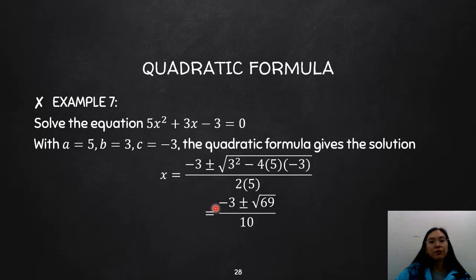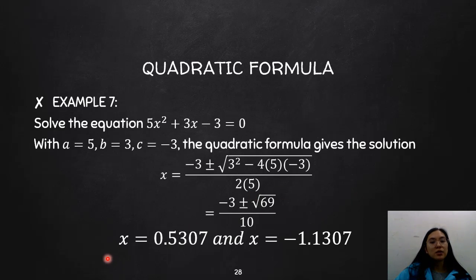And if you try to simplify it further, you will get negative 3 plus or minus the square root of 69, over 10, which gives you two values of x equivalent to 0.5307 and negative 1.1307. So, yung isa, ipaperform nyo lang yung addition. And then, yung isa, ipaperform nyo lang yung subtraction. You would need or you should have two values of x simply because you have the square there. Pag tatlo yan, tatlo yung value ng x. Pag apat, apat yung value ng x. Ganun po siya.